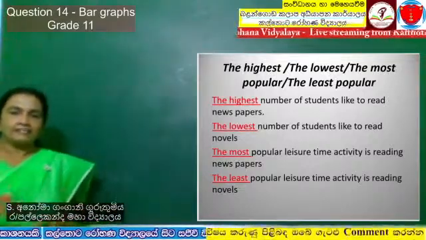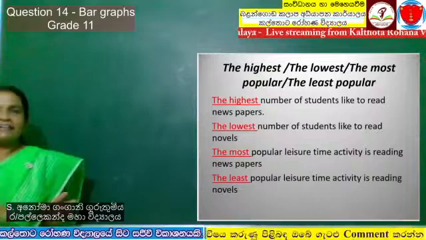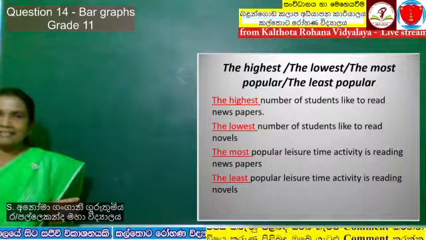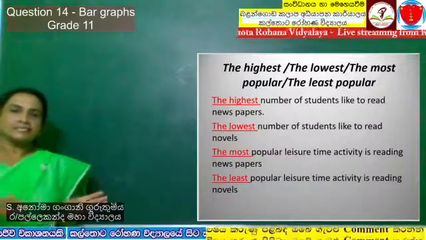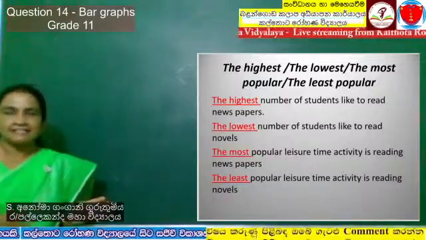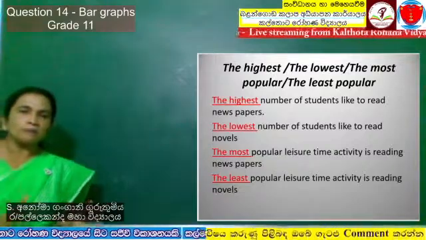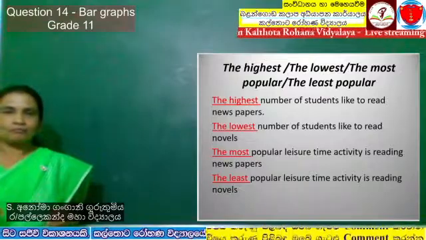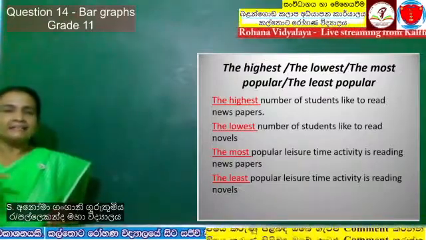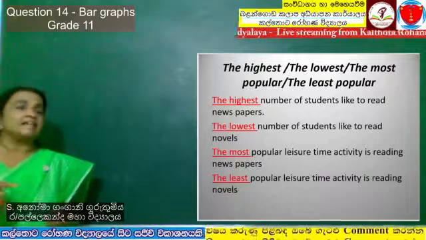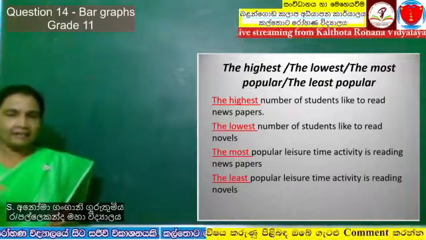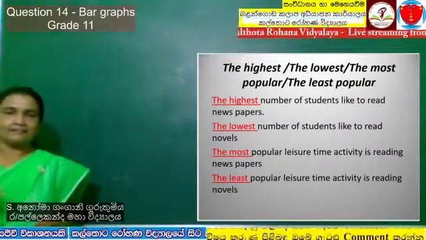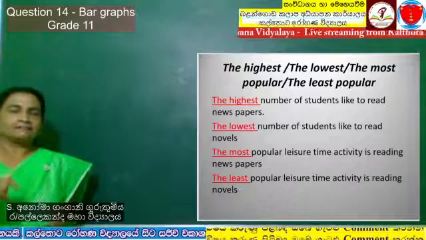Read it again. Children, please read it again. The highest number of students like to read newspapers. The lowest number of students like to read novels. The most popular leisure time activity is reading newspapers. And the last, the least popular leisure time activity is reading novels. Right? Is it okay? Right. Then see the next sentence.